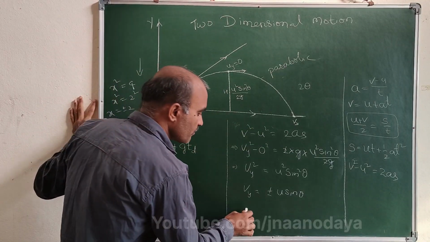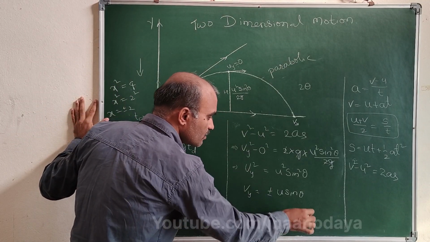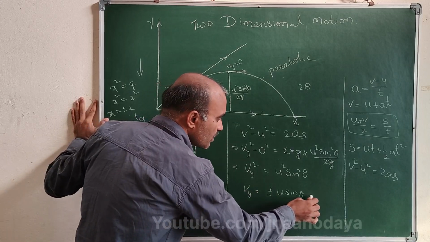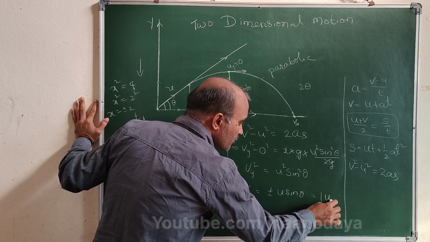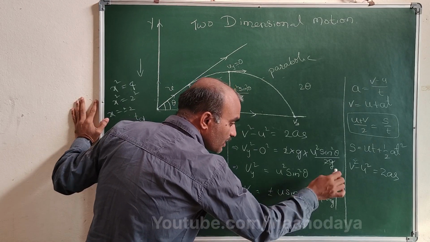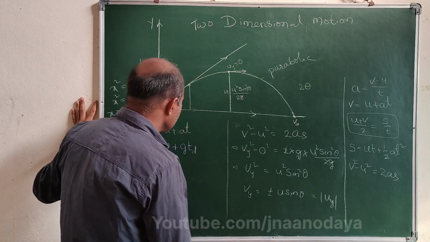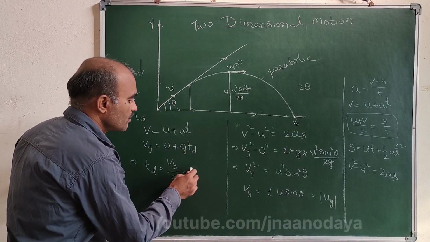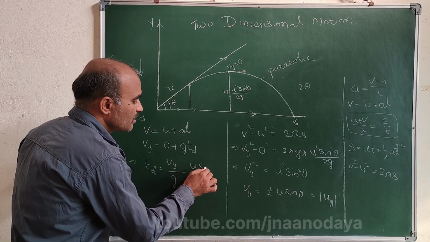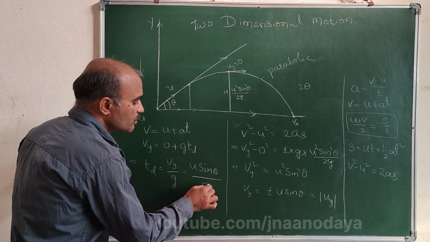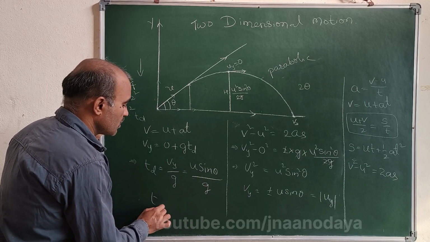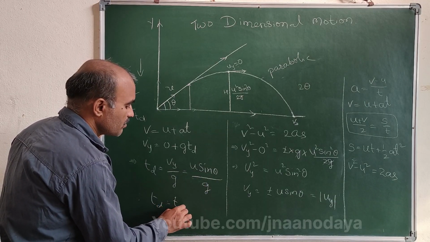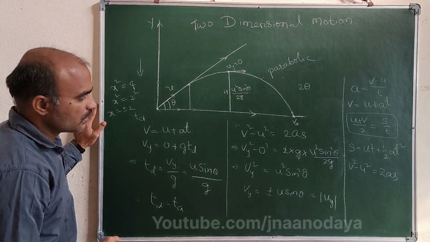That is why vy is equal to the magnitude of uy at the point of projection, right? So that is why it is again u sin theta by g. Therefore, time of descent is equal to time of ascent, right?